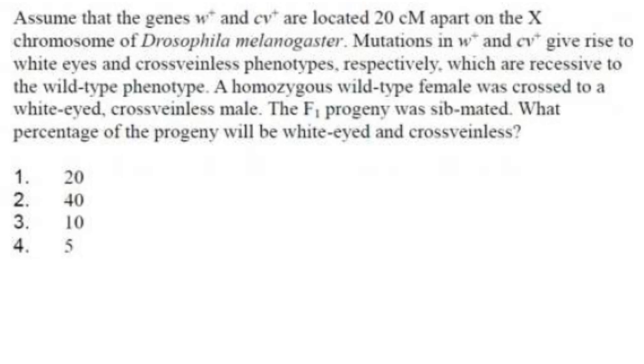Next question. Assume that the genes W plus and CV plus are located 10 centimorgan apart on the X chromosome of Drosophila melanogaster. Mutations in W plus and CV plus give rise to white eyes and cross-veinless phenotypes respectively, which are recessive to the wild type phenotype. A homozygous wild type female was crossed to a white-eyed cross-veinless male. The F1 progeny was sib-mated. Sib-mated means selfed. What percentage of the progeny will be white-eyed and cross-veinless?